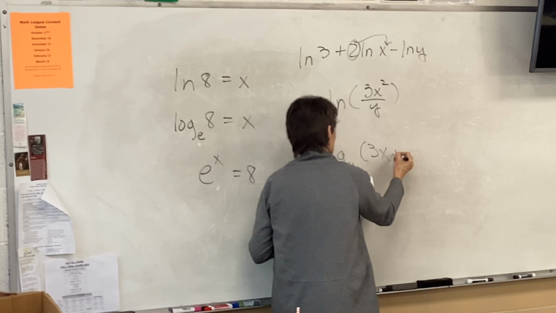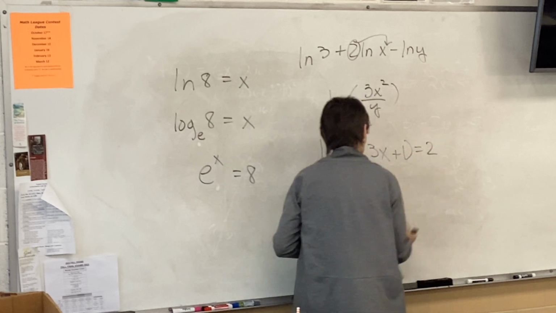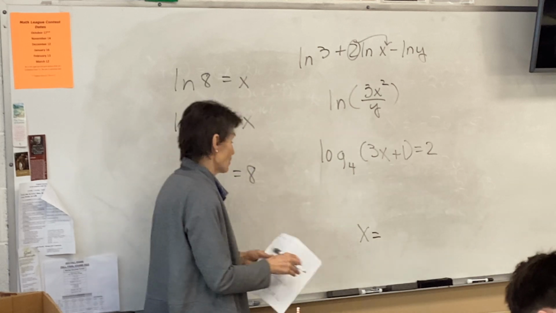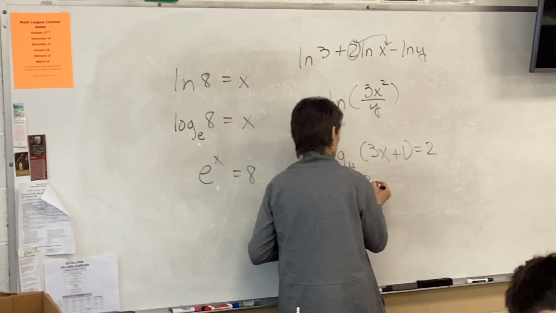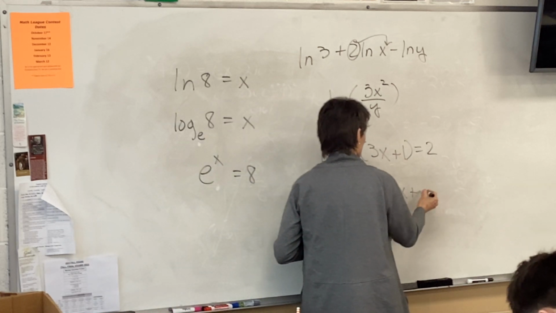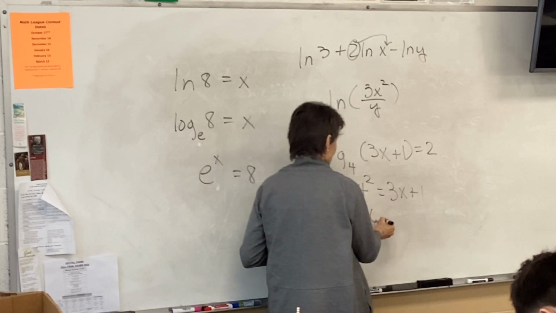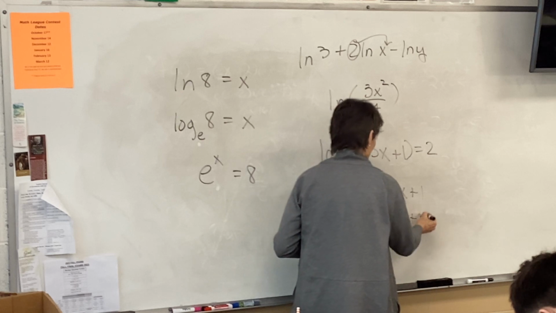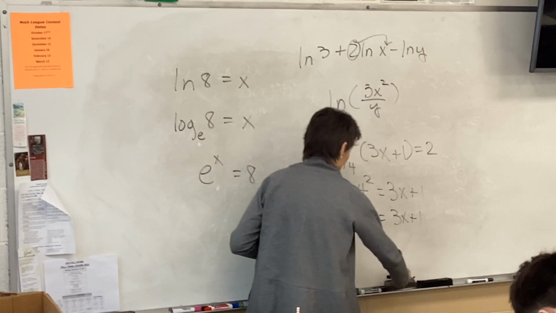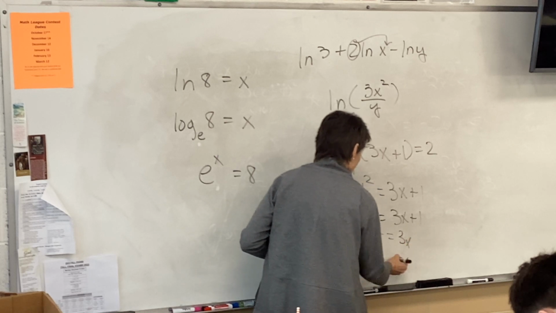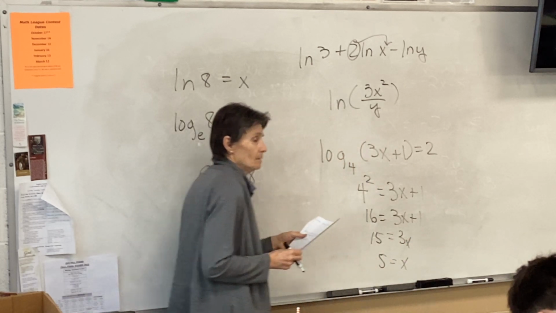What are you gonna do to solve this? Your job is to figure out what x equals. So you're gonna start by saying 4 squared equals 3x plus 1. So 16 equals 3x plus 1. 15 equals 3x, and it looks like x equals 5.